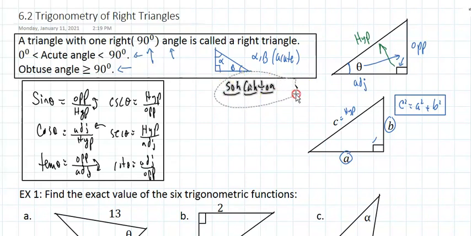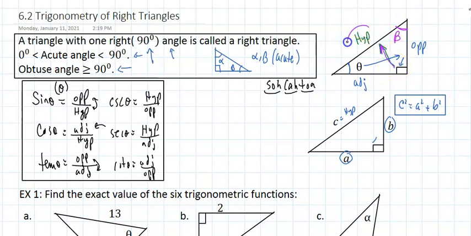Now, the catch comes up. This is all for the angle theta. If I was to call this angle beta, you'll notice the hypotenuse would still be fixed. That wouldn't change. But this side would be the opposite, and this side would become the adjacent. Based on the new information, you would go for beta, but the sides are no longer the same. So that's one thing you have to be careful with as you work this out.